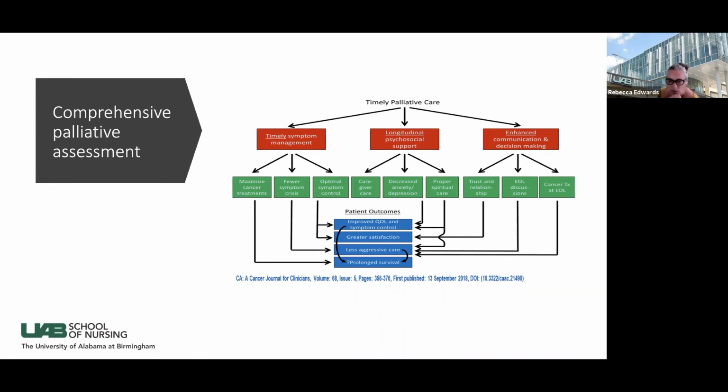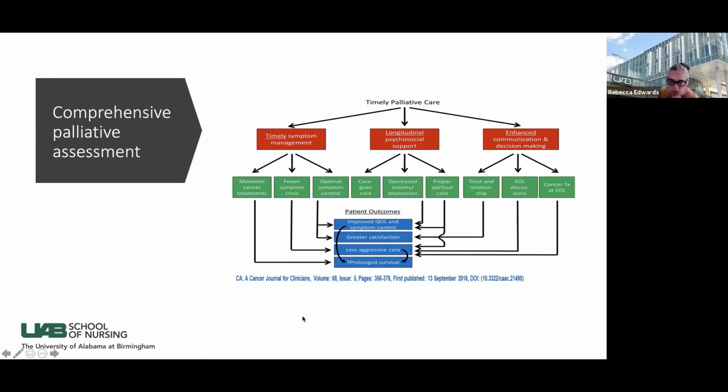In the blue boxes, by doing all of these things, by focusing on symptom management, psychosocial support, and making sure that communication and decision-making are maximized, our outcomes will be improved. And that would include quality of life, reduced suffering, better symptom control, better satisfaction, less aggressive care, which is often more beneficial, and potentially more prolonged survival, because there are several studies at this point that show that steering away from futile care and focusing on comfort and supportive measures in palliative care can actually prolong survival.